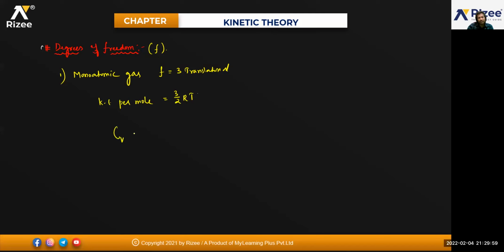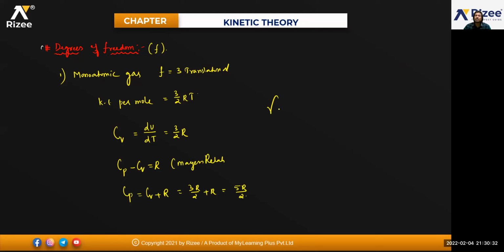Then molar specific heat at constant volume will be equal to du by dt. That means this will become 3 by 2 into R. Then we know the relation Cp minus Cv is equal to R, Mayer's relation, isn't it? So from this I can write Cp is equal to Cv plus R. That means this will become 3R by 2 plus R, that will become 5R divided by 2.